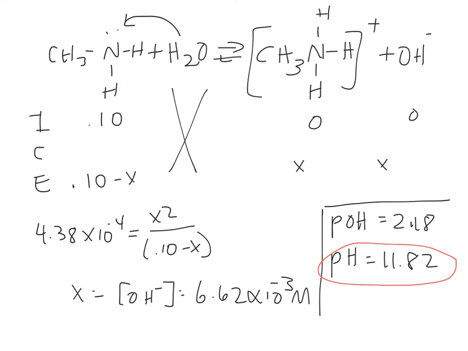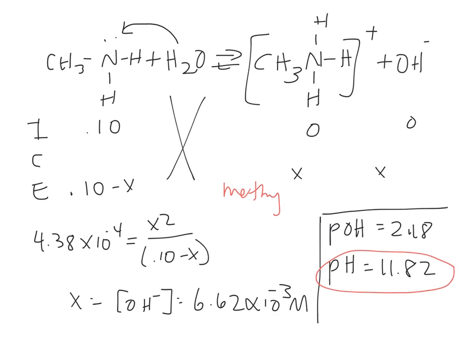Otherwise, both solutions are basic. The chemistry is the same. You're just dragging the methyl group around. And again, the name of the compound formed would be methyl ammonium hydroxide.